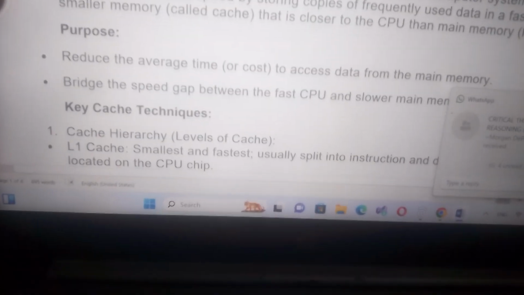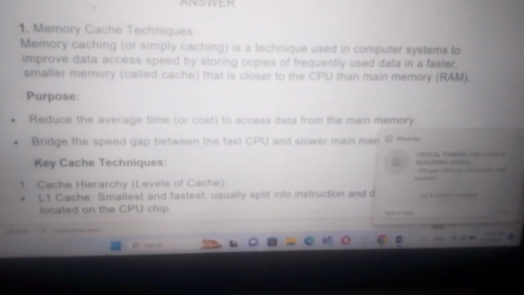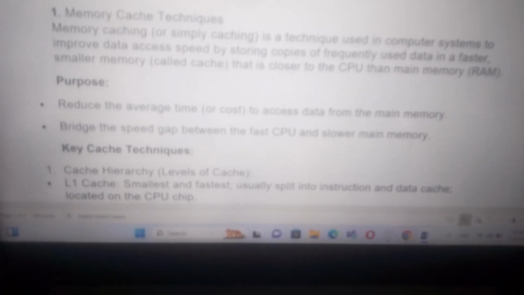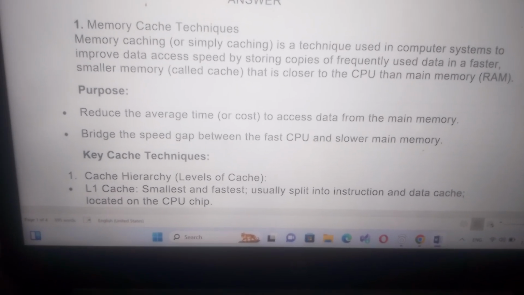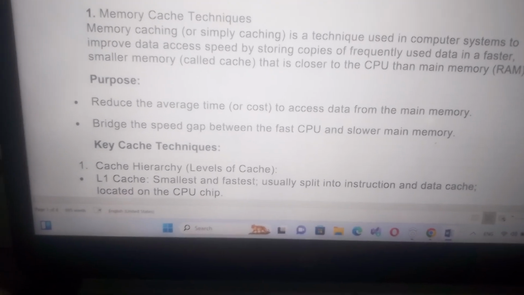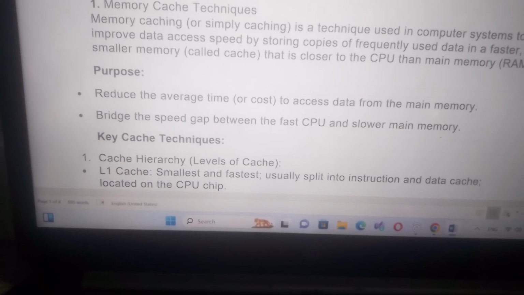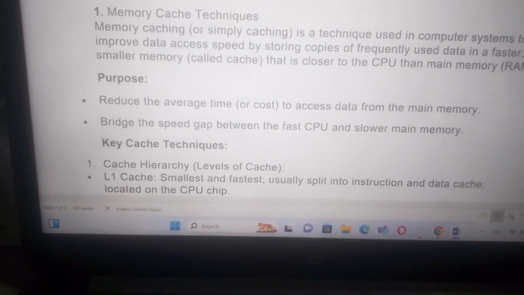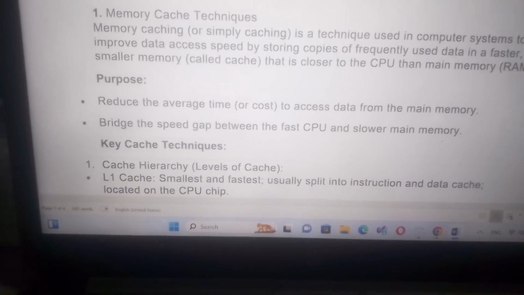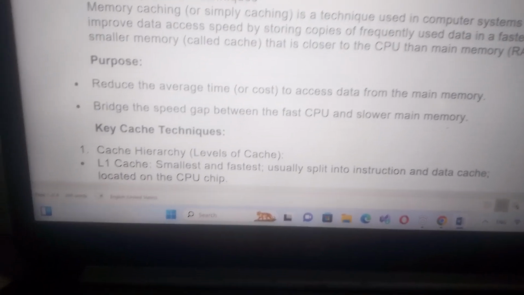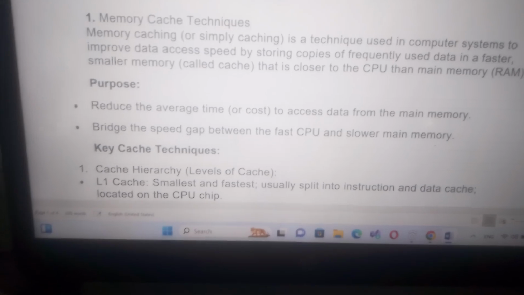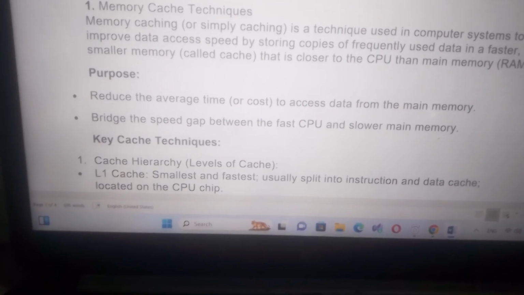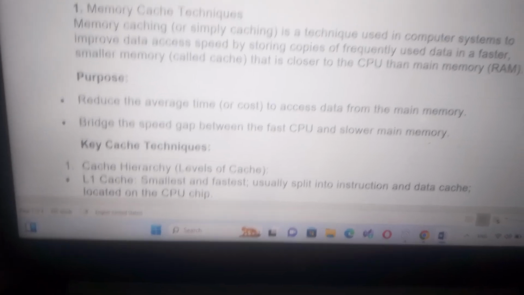So let's glance through. With the memory cache techniques, a memory cache technique is a technique used in computer systems to improve data access speed by storing copies of frequently used data in faster, smaller memory that is closer to the CPU than main memory, which is the RAM.